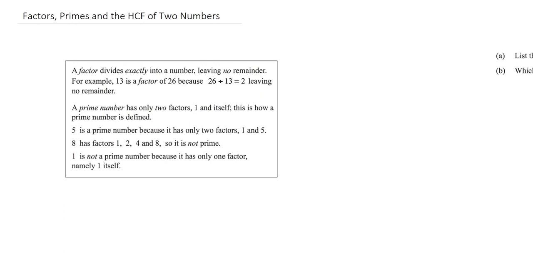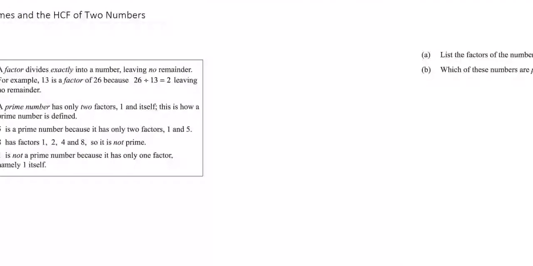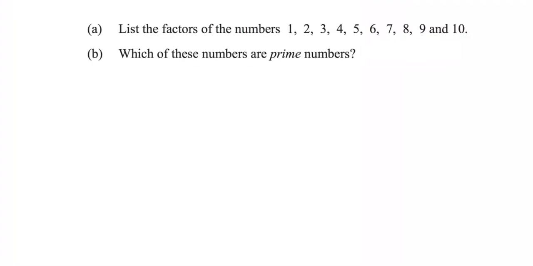In this video, we're going to take a look at factors and primes, and then at the end of the video, see if we can find out the highest common factor between two numbers. So a factor of a number are the numbers themselves that will divide exactly into it with no remainder. So let's just have a quick think about that and do some very quick examples.